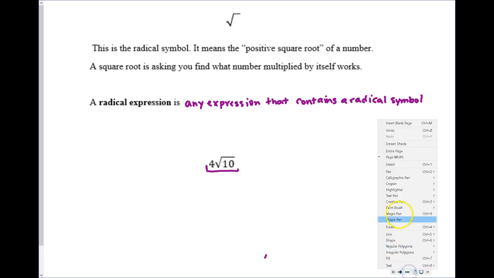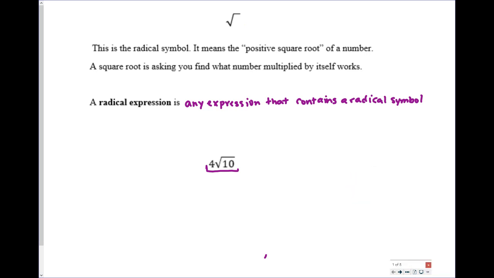I can also describe the number in front, this 4. We've talked before about a number in front of a variable being a coefficient. You kind of have to treat a radical symbol like a variable in a very strange way. So this 4 is actually considered a coefficient in this expression, even though I don't have a letter, because the radical symbol behaves like a variable.